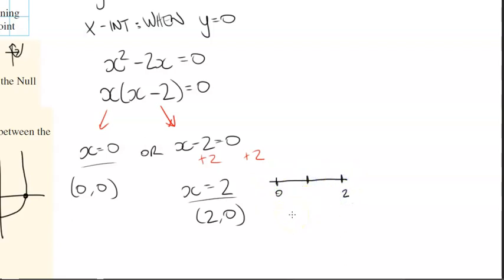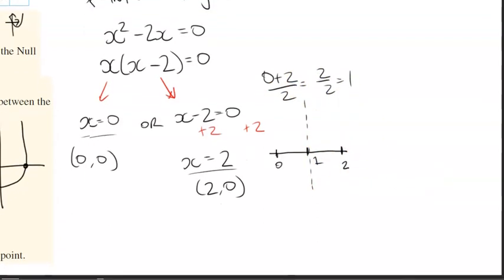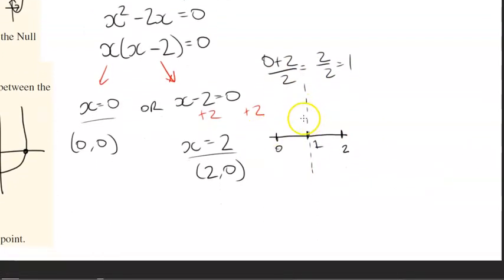Now we can tell straight away that the x coordinate for our line of symmetry happens between 0 and 2, and this will be at 1. Let's just use our formula. This is going to be equal to 0 plus 2 divided by 2, which is 2 over 2, which is equal to 1. So we know that our symmetry is going to happen at x is equal to 1. What we don't know is what the corresponding y value will be for this.